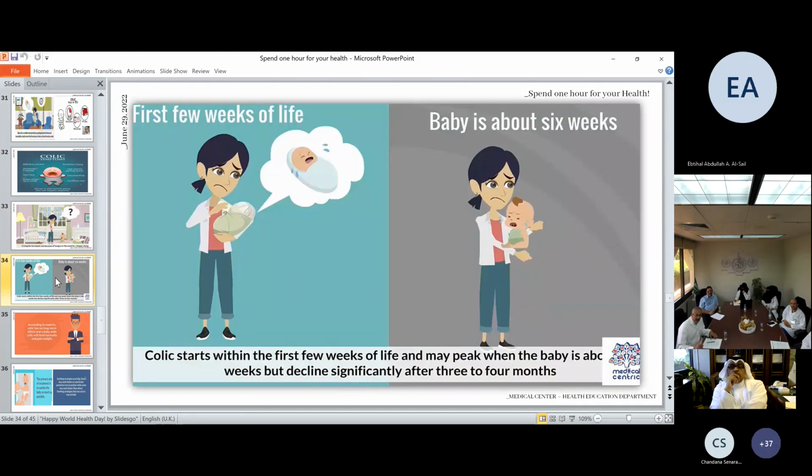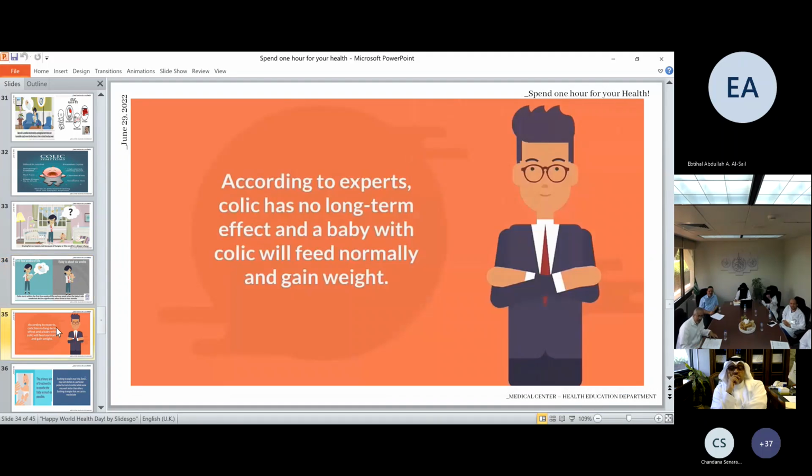This starts within the first few weeks, in the second or third week, reaching the peak at the age of 6 weeks and ending by the end of the 3rd or 4th month. This type of crying is normal. It is temporary, as we said, and it is not causing any impact on the child's health. He will grow normally and take his food normally, but it is making some noise for the parents.